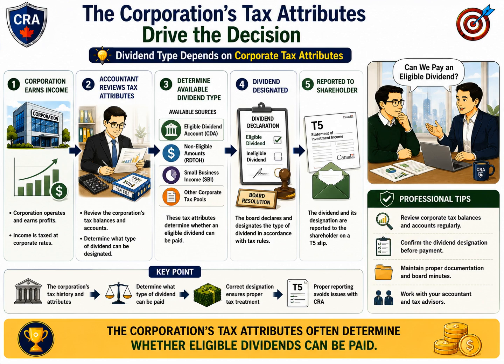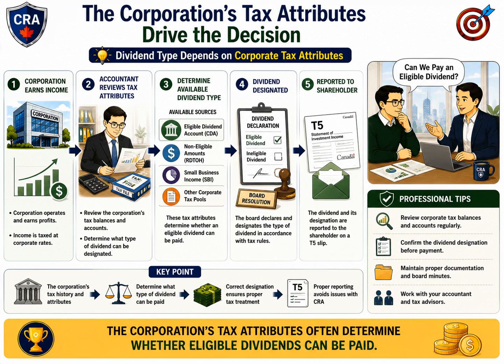As shown in the center of the slide, the corporation may have access to various tax pools and corporate tax accounts. These tax attributes form part of the framework used to determine whether an eligible dividend can be designated or whether an ineligible dividend is more appropriate. In other words, the corporation's tax history helps shape the dividend decision.